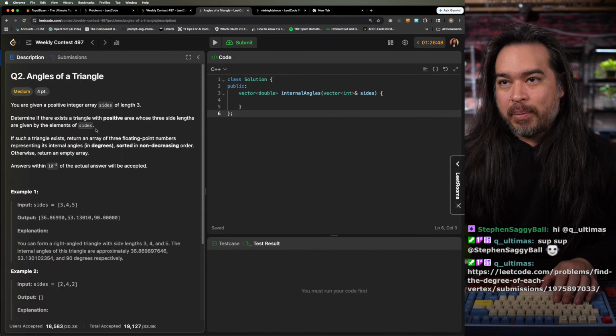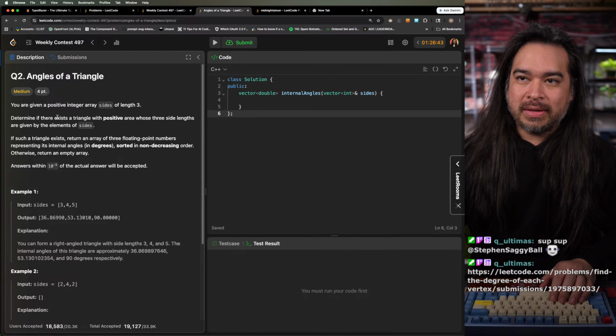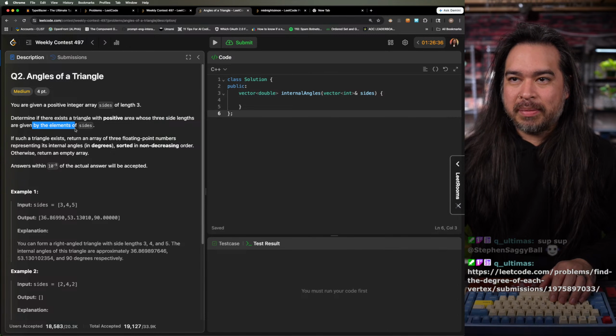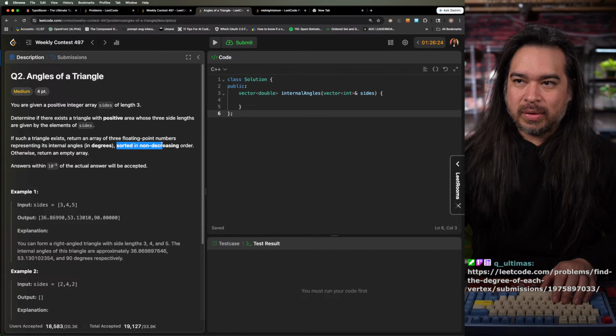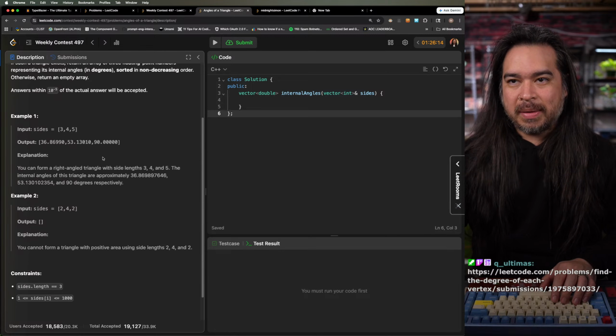You are given a positive integer array, sides of length 3. Determine if there exists a triangle with positive area whose 3 side lengths are given by elements of sides. If such a triangle exists, return an array of 3 floating point numbers representing its internal angles in degrees, sorted in non-decreasing order, otherwise return an empty array. Answers within 10 to the negative fifth of the actual answer will be accepted.